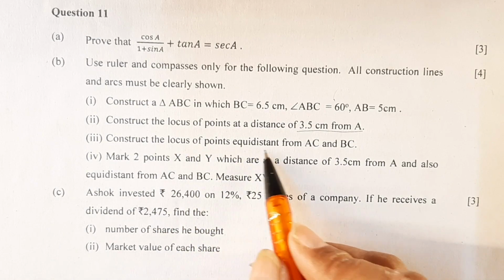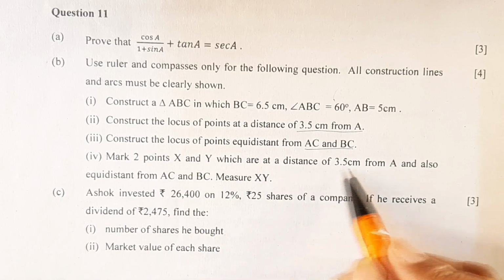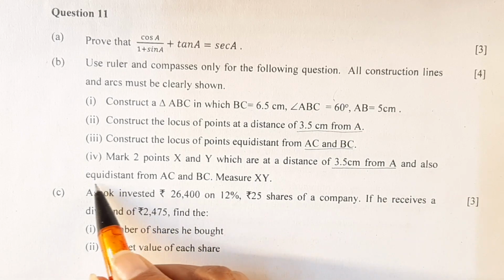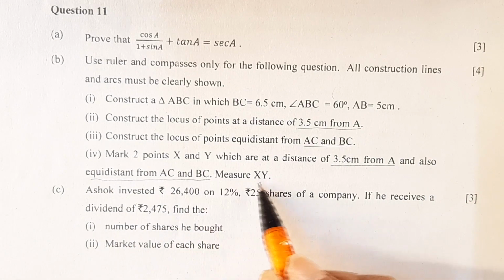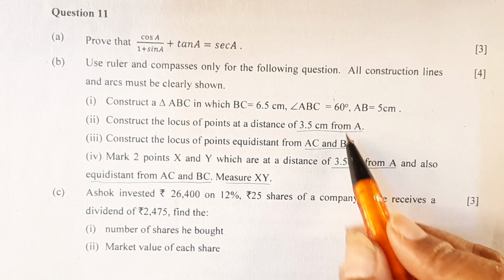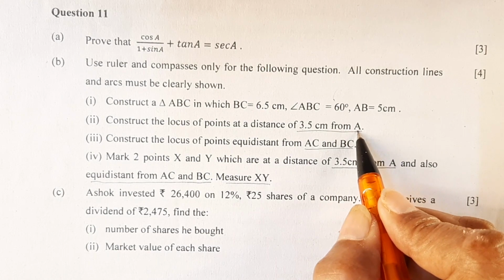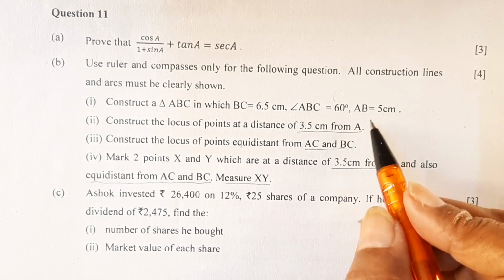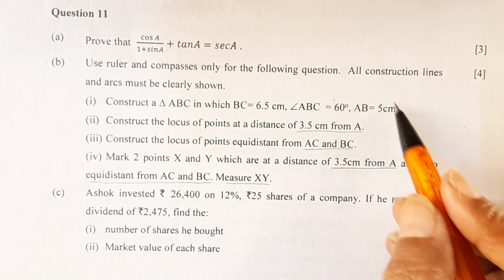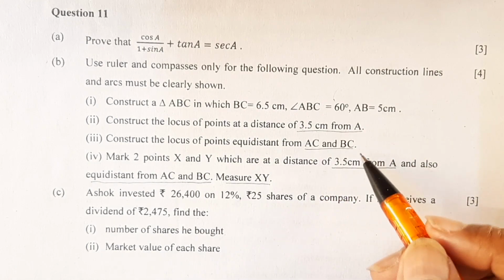Construct locus of points equidistant from AC and BC. Mark 2 points X and Y which are at a distance of 3.5 centimeter from A and also equidistant from AC and BC, and measure XY. Now out here, there are two loci here. Can you see these two loci? Now if the point is 3.5 centimeter from A, as we had done in locus part 1, if a point is equidistant from a fixed point, its locus will be the circumference of the circle with A as the fixed point, the center, and 3.5 centimeter as the radius, right?